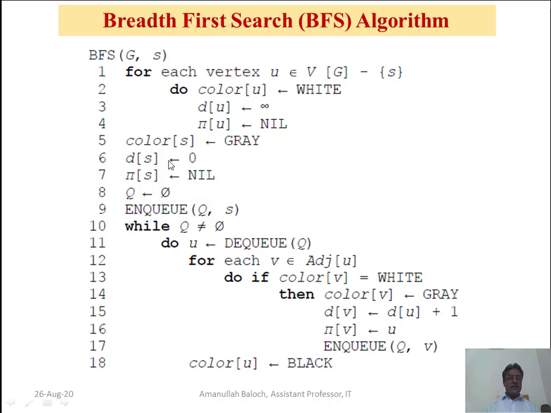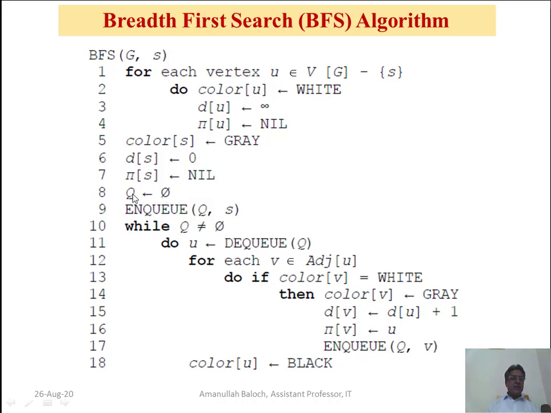The distance of S is 0 because this is the source vertex, and the distance of the source vertex, or the root vertex, is always 0. And the source vertex, the root vertex, has no parent, so its parent is also nil. So we initialize the source vertex, and then we initialize a Q as empty.